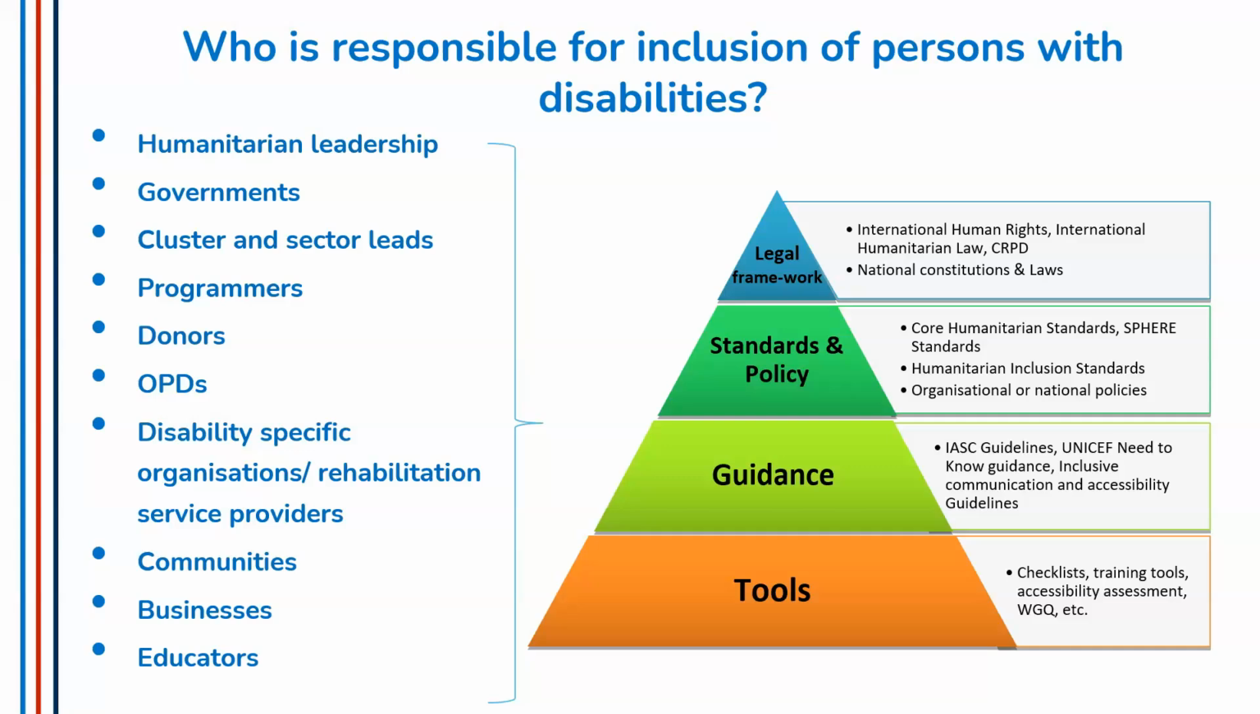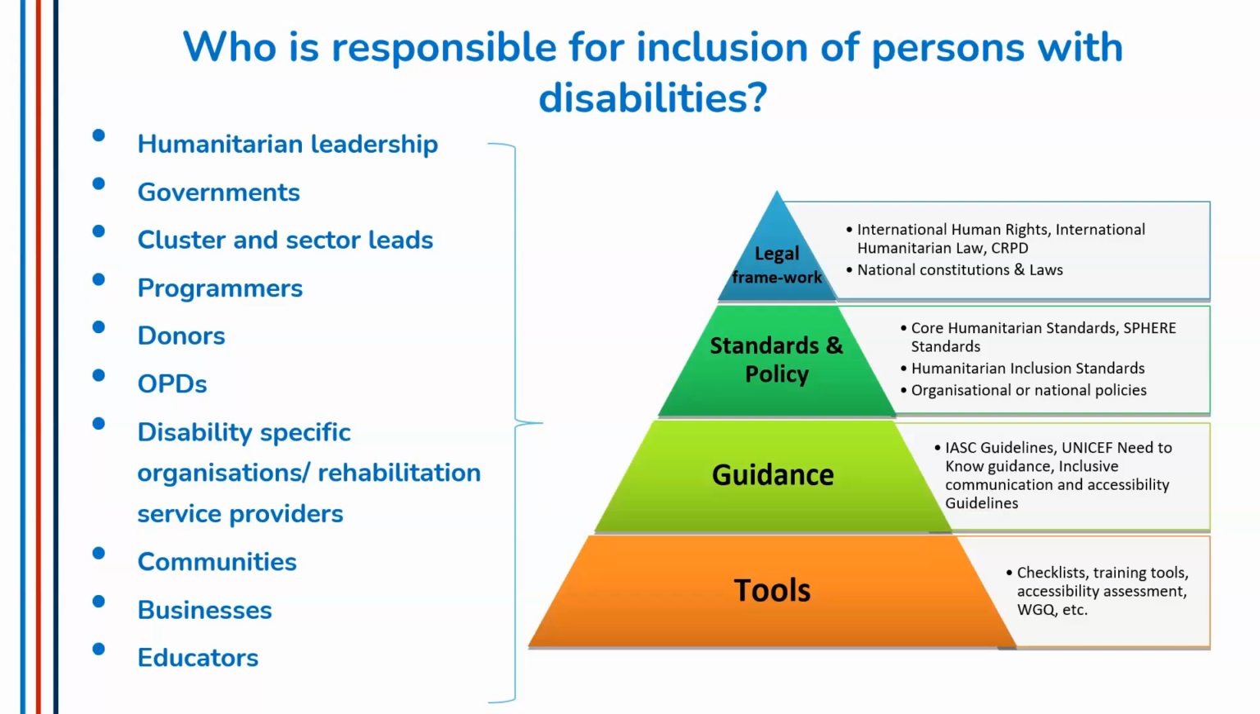You have all that data. So next you need is guidance. And here I said the Interagency Standing Committee guidelines on Inclusion of Persons with Disability is one of the key documents you might use. Also, you have the UNICEF Need to Know guidance, also very good to use. Inclusive communication and accessibility guidance is also very key in our work, so that we'll be able to address the gaps that we have identified through the tools that we have.